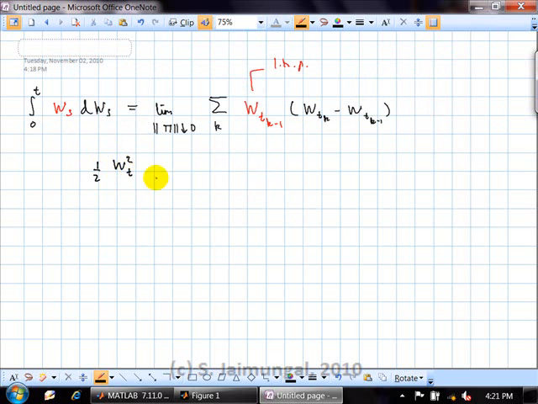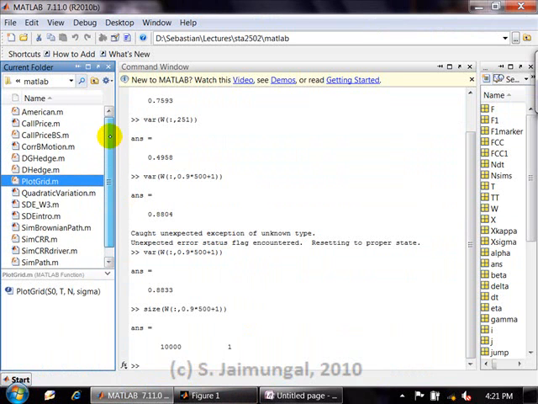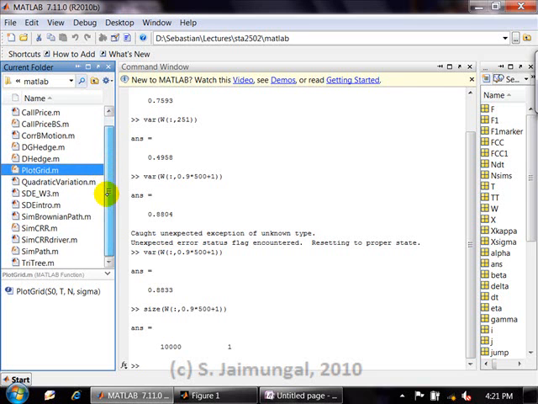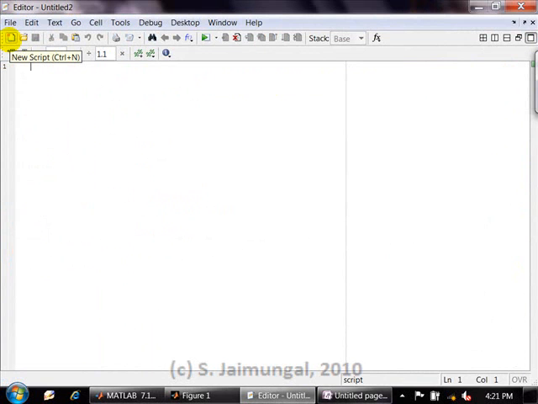But we did this nice little computer implementation, and, oh dear, I am not sure which file this is, so that's fine. We'll just do it ourselves again. We did this little implementation which numerically demonstrated that the result should be not 1/2 W squared, but rather 1/2 W squared minus 1/2 T.